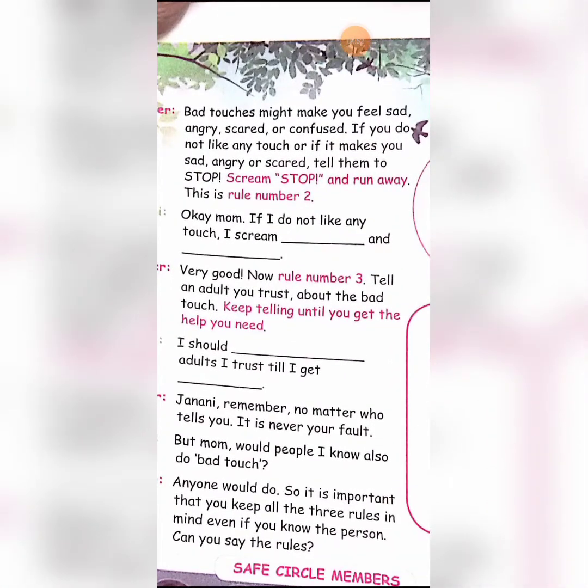Bad touches might make you feel sad, angry, scared, or confused. Suddenly when somebody touches you in a bad manner, you will feel angry, sad, scared, confused. If you do not like any touch, or if it makes you sad, angry, or scared, tell them to stop. Scream stop and run away. This is rule number 2.